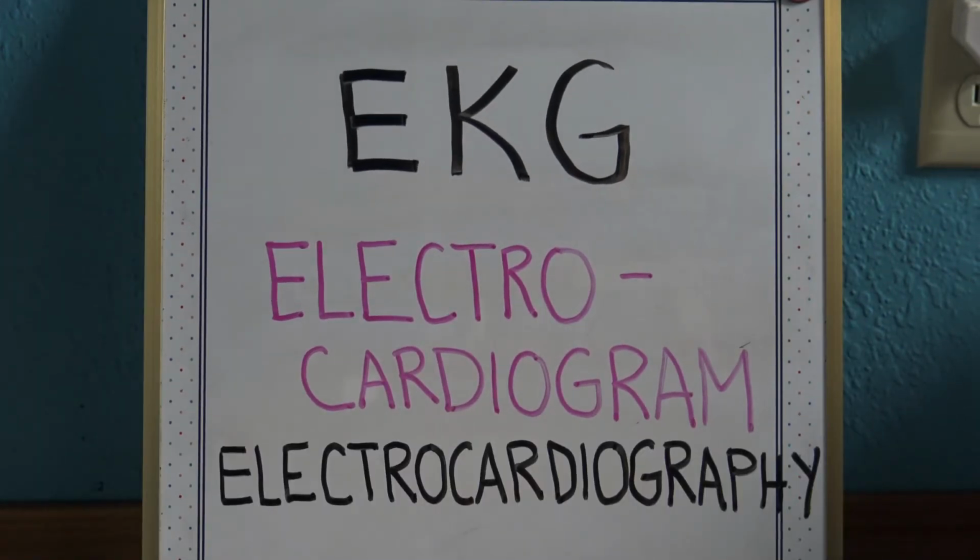EKG. EKG is electrocardiogram or electrocardiography. It is used to see how the heart is functioning. It mainly records how often the heart beats, how regularly it beats, and it gives us important information about possible narrowing of the coronary arteries and possible heart attack or irregular heartbeats, like atrial fibrillation. Anyway, EKG, electrocardiogram.